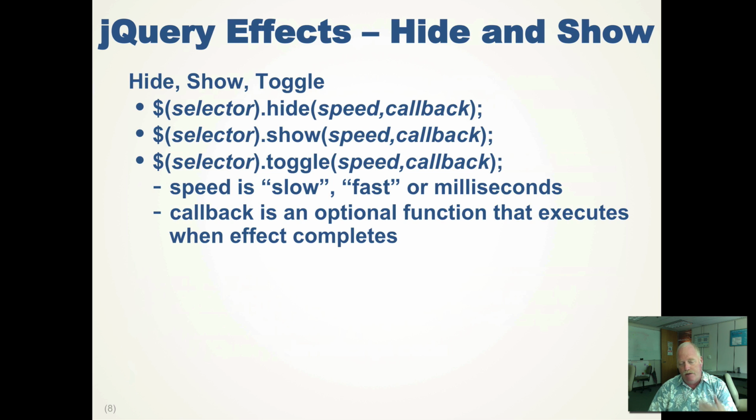jQuery also has a bunch of nice graphic animation type things. You can hide and show elements. So you say selector hide, a speed, optional callback. The callback is a function that will execute when the effect is completed. So you can get a sense of when it's done. You can hide, you can show, and you toggle. Toggle just switches back and forth between hiding and showing. Very nice effect for maybe help things, where you can click on the little help icon, it opens up a panel or something with some help text. You click on it again, it hides. Very nice feature.